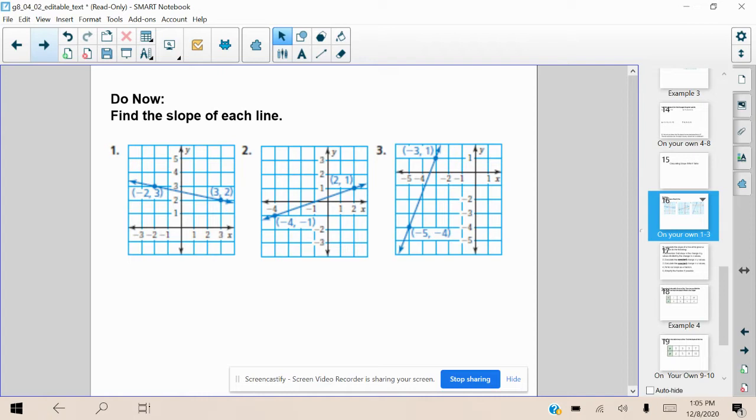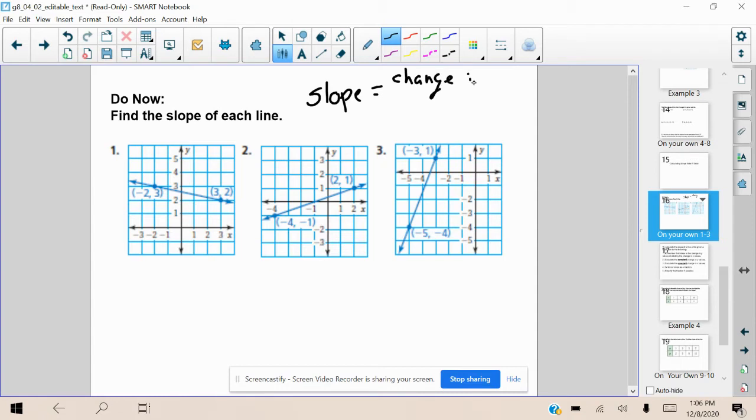All right, if you listen to my voice, that means you have completed the do now, which means you found the slope of each line here. We have three different slopes. So let's check our work. Remember that slope is equal to the change in y divided by the change in x, and we write it as a fraction.